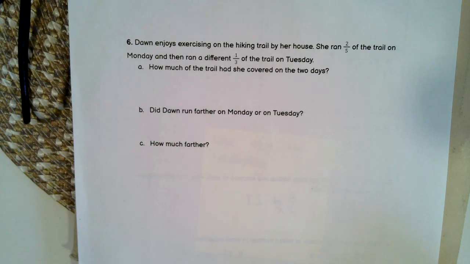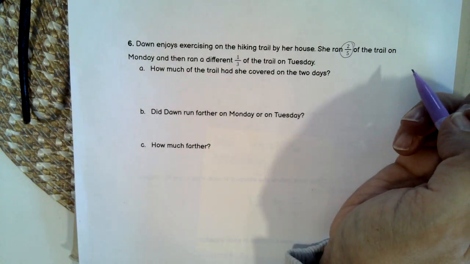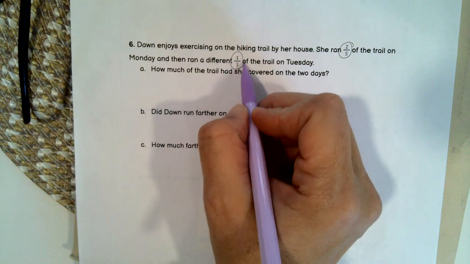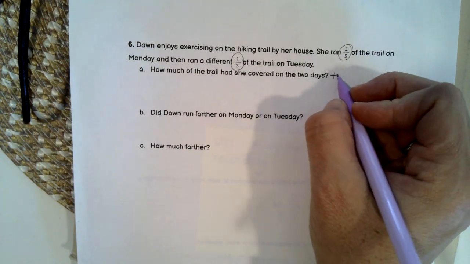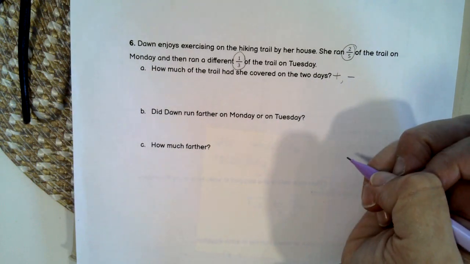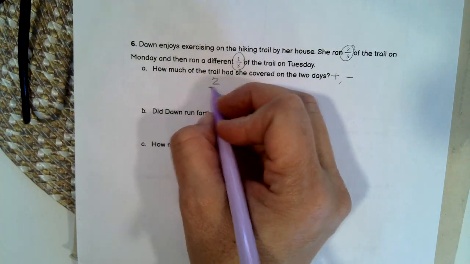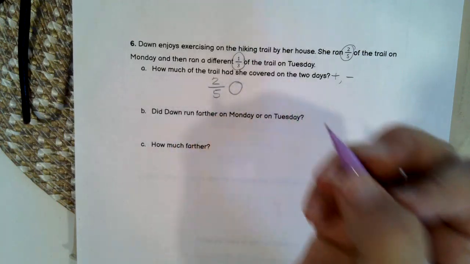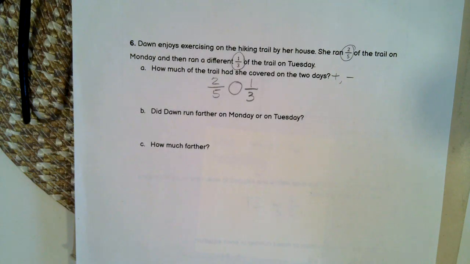6. Dawn enjoys exercising on the hiking trail by her house. She ran 2/5 of the trail on Monday and 1/3 of the trail on Tuesday. How much of the trail had she covered on those 2 days? So you need to know, are you adding these or are you subtracting them? So it's going to be 2/5 plus or minus 1/3. And then what does it equal?